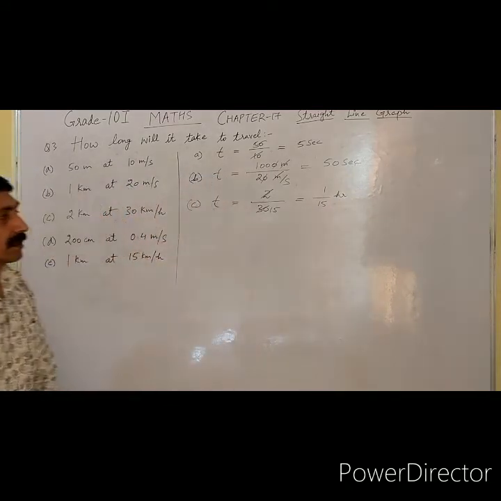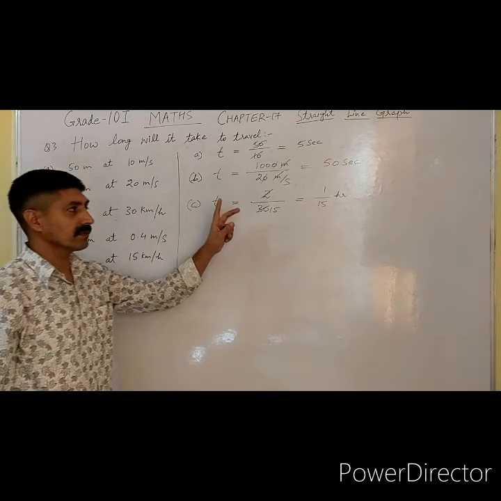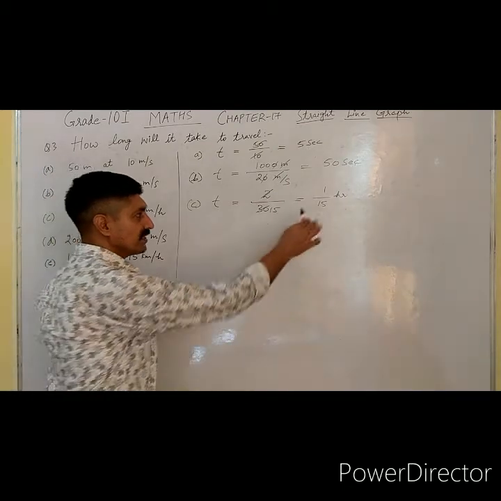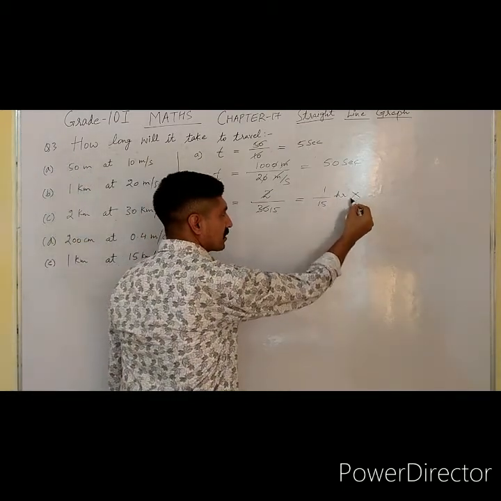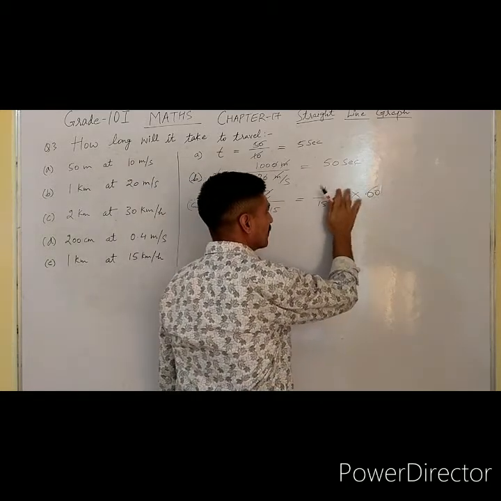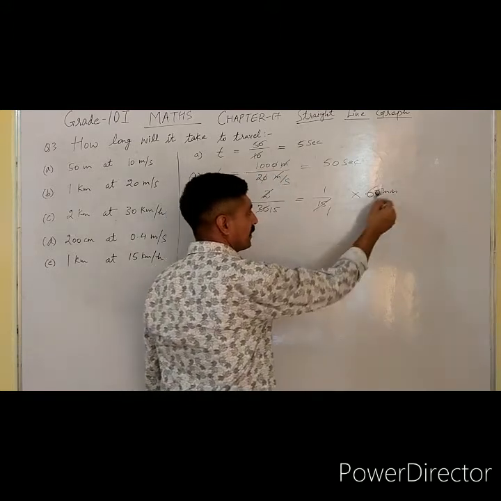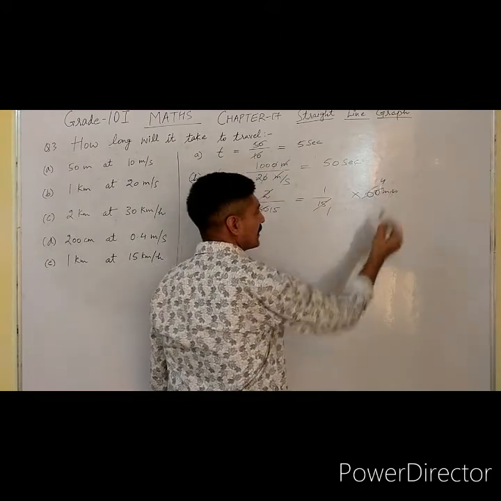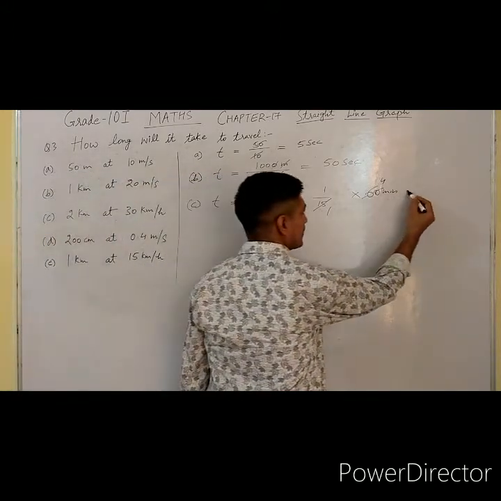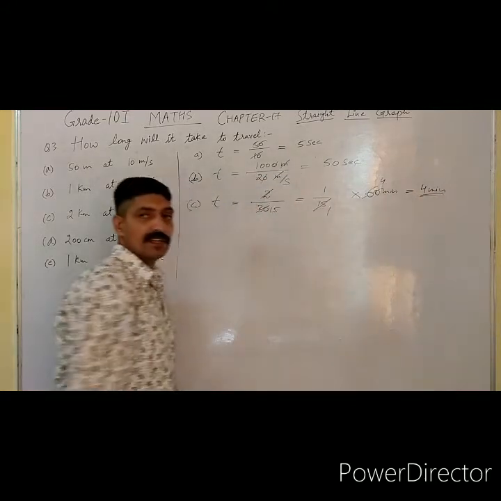If you want to convert this time into minutes and seconds, we know 1 hour is equal to 60 minutes. So in place of hours, we can write 60 minutes. So 15 ones are 15, 15 fours are 60. So the time taken is 4 minutes. So you should know this conversion.